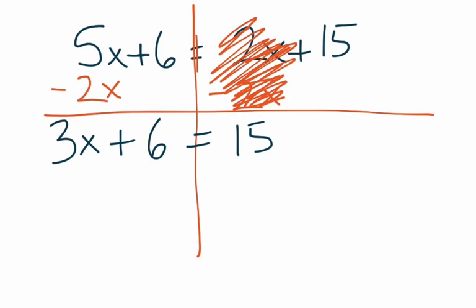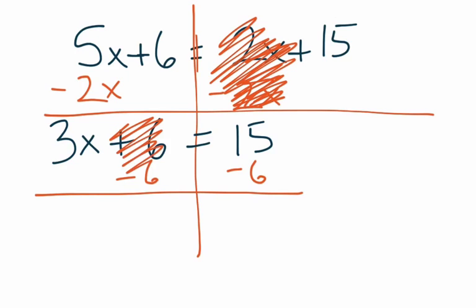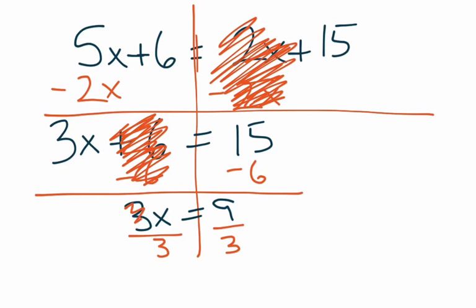Notice that now it looks exactly like the two-step equations that we've been solving. So we're going to subtract 6, and these 6's go away, and we get 3x equals 9. Then we divide by 3. These 3's go away, and we get 3.